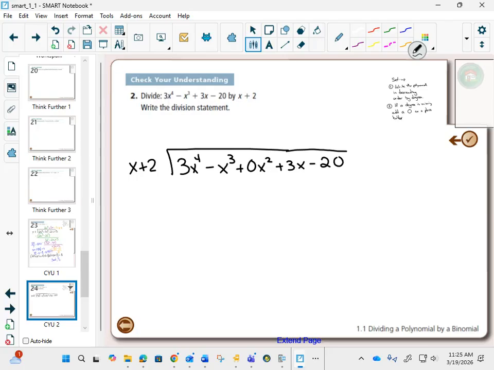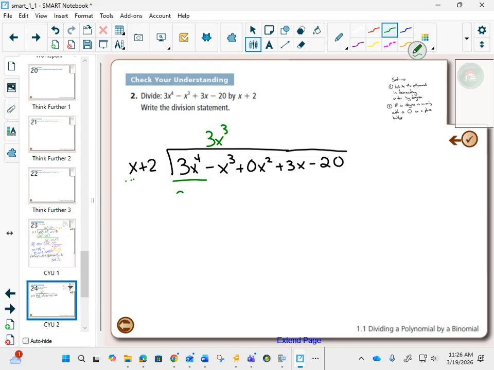But I had to include the 0. And we'll see why that 0 is important. And if you don't write it, sometimes it messes you up a little bit. Okay? So, same process. My first number, 3x to the 4. What would I have to multiply x by to get 3x to the 4? I'd have to multiply by a 3x cubed. And I write that above my x cubed column.